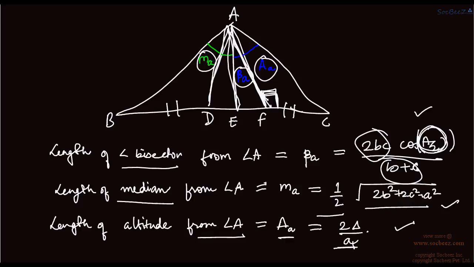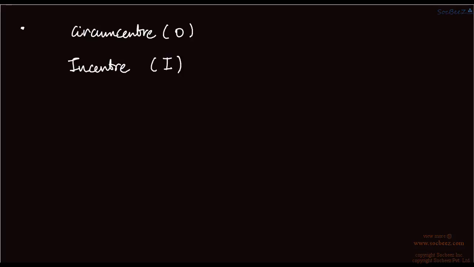Now the next formula is the distances of special points from vertices and sides of triangle. Now this is the most important. Okay, so circumcenter is denoted by O. Okay, and incenter is denoted by I.